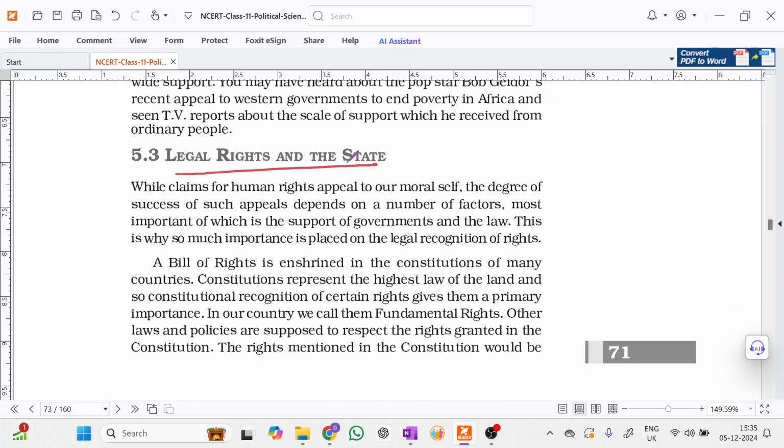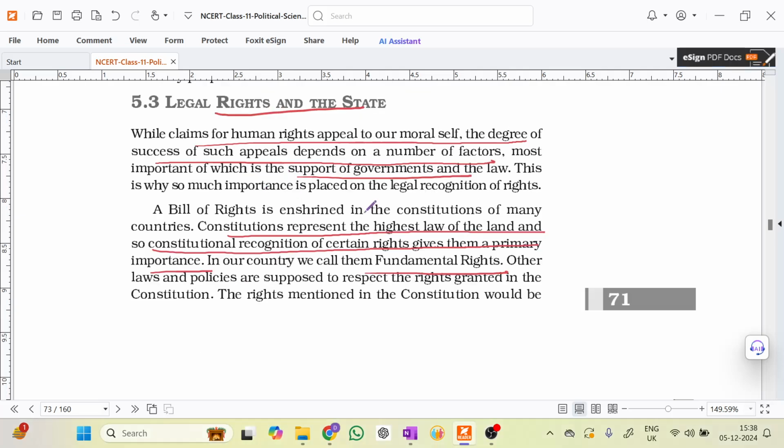Now, the next topic: legal rights and the state. Let's talk about the relationship between legal rights and the state. While claims for human rights appeal to our moral self, the degree of success of such appeals depends on a number of factors. This line means, yes, I can claim rights for being a human. I can seek entitlement of human rights because I was born a human.